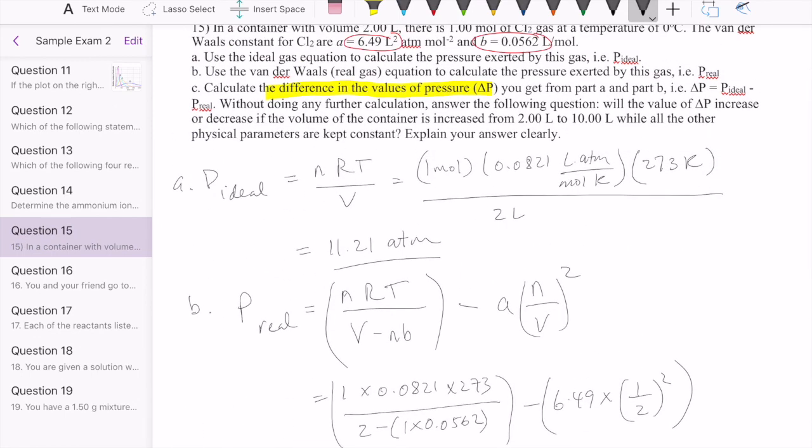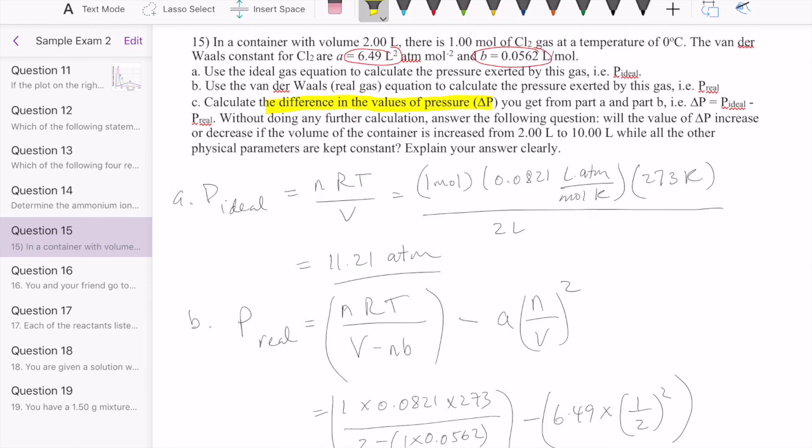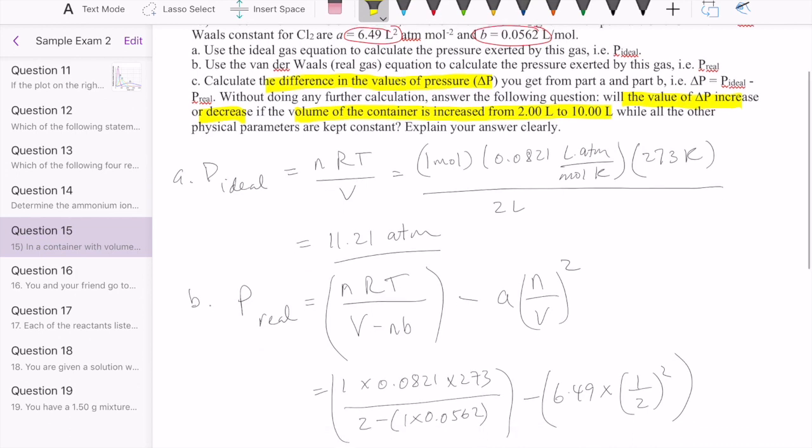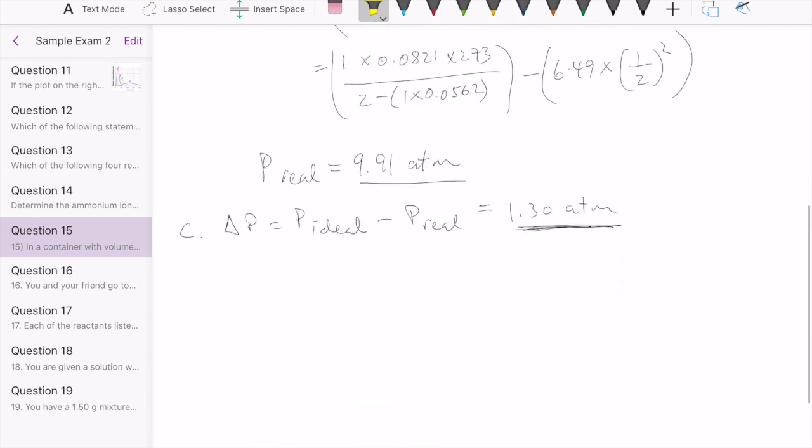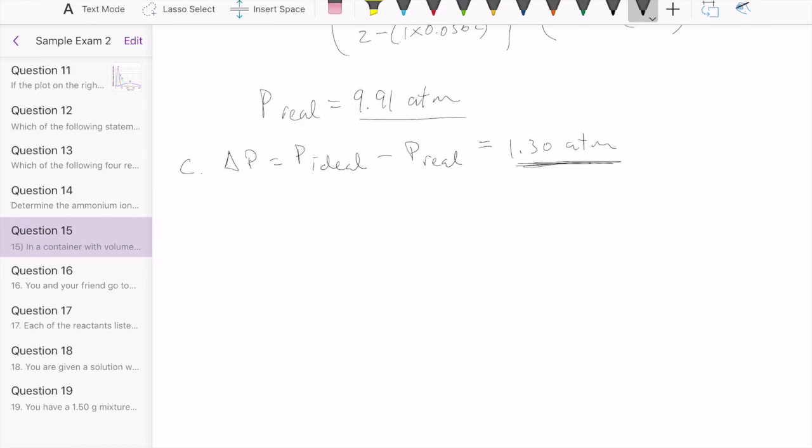Okay, and the question that follows from here is, without doing any further calculation, do you think the value of delta P would increase or decrease if the volume of the container is increased from 2 liters to 10 liters, while all the other parameters are kept constant? Okay. Now, what you have to think about is, what's the effect of increasing volume?